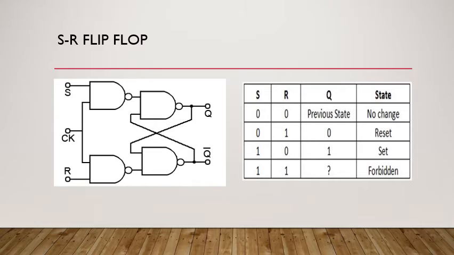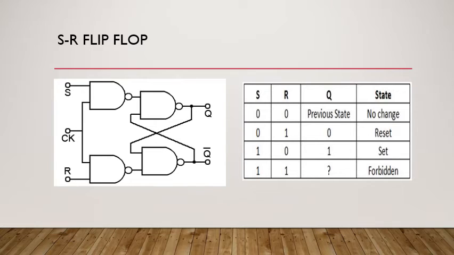The second case is when S is 0 and R is 1, then the output Q will have a value of 0, that is reset. And if S is 1 and R is 0, then the output would be 1, that is set. Just make a note, we are writing the values of Q in the truth table. Correspondingly, Q bar will be just the complement of Q.